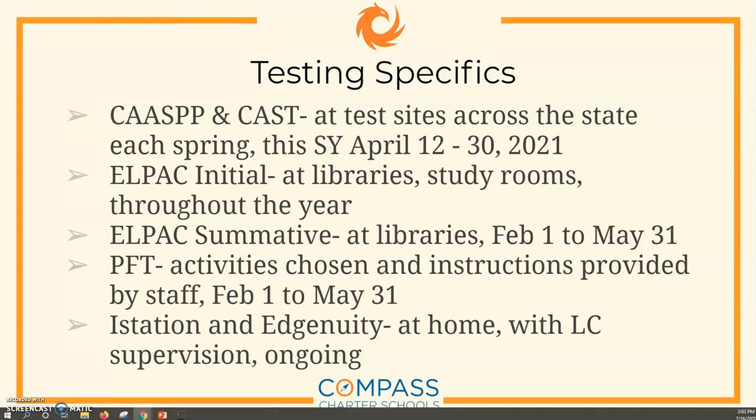So, some testing specifics. The CAASPP and CAST are given at the same time in the spring using computer labs across the state. We have our own teaching staff assigned to the sites as test proctors. This school year, our testing window is April 12th to April 30th, 2021. Score reports are typically available 6 to 8 weeks after our testing ends.